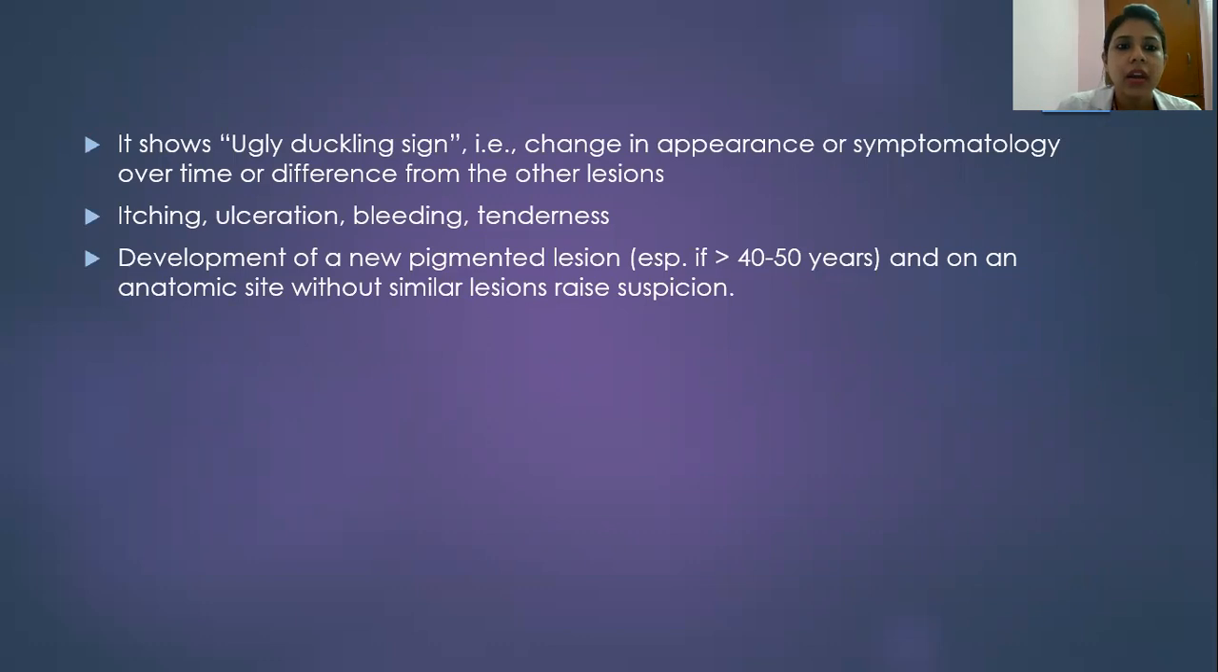It's very important. It shows the ugly duckling sign, that is, there is a change in appearance or symptoms over time, or a difference from other lesions. That is what we see in melanoma. Itching, ulceration, bleeding, and tenderness can also occur. Development of a new pigmented lesion, especially in someone more than 40 years old, and on an anatomic site without similar lesions, should raise suspicion.